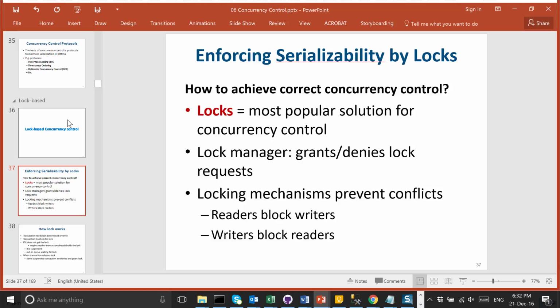So for locks, there is a lock manager that grants locks. Transactions, before they read or write, ask for locks, and then the lock manager will grant the locks. So the readers block writers, and the writers block readers. That's the idea. So readers, if I have a shared lock, let's say here, I have a shared lock. Where is it?